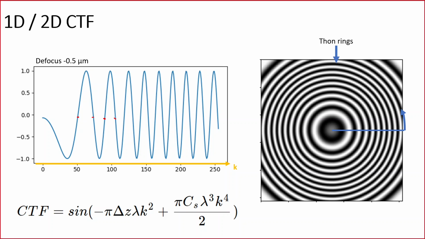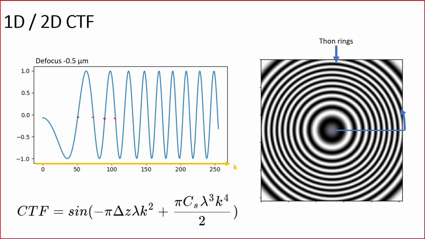Now, if we take this 1D contrast transfer function and rotate it around in a 2D space, we will get a 2D contrast transfer function where we can see this nice periodicity of the CTF waves. And these rings we also call Thon rings. So some people are saying that we are fitting Thon rings, or whether Thon rings are visible in the image.